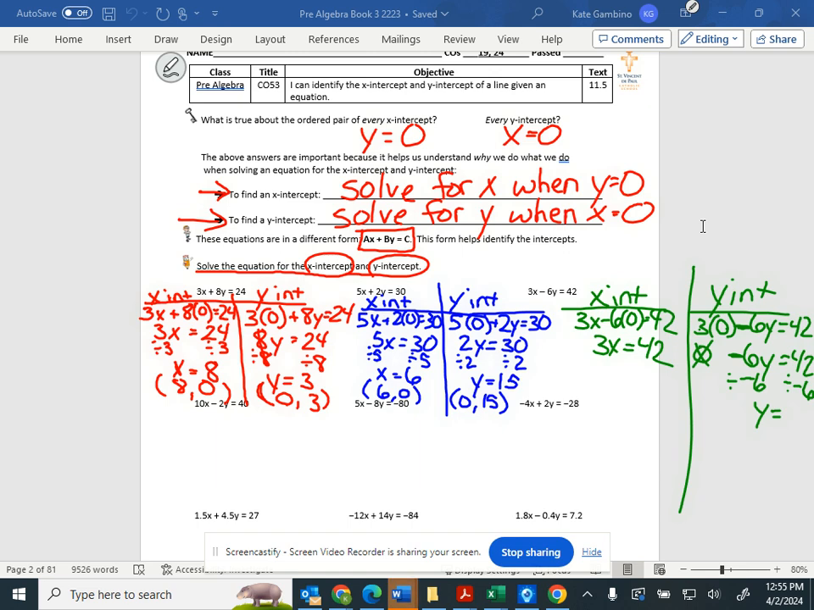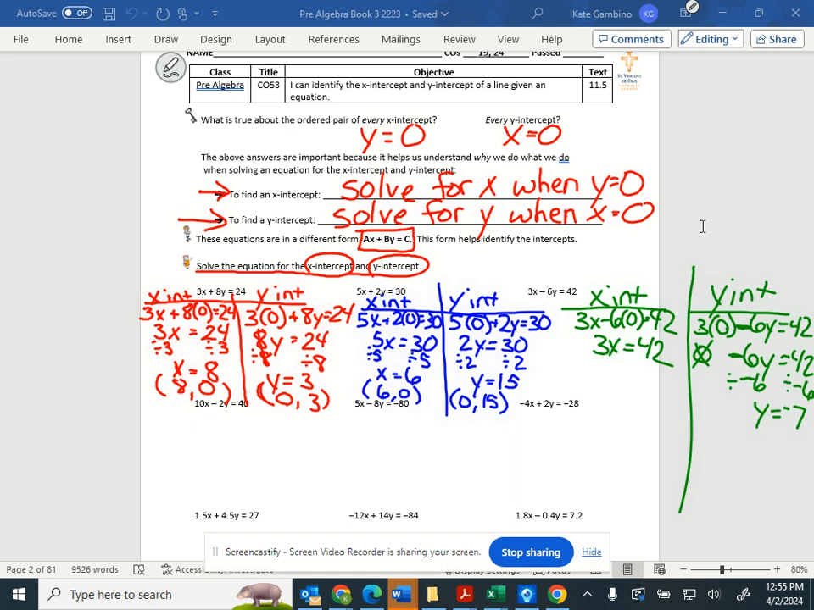So we have y equals what? What is 42 divided by negative 6? Negative 7. So that subtracting does make a difference, because it's going to turn one of the numbers negative. Does that make sense? Yes.